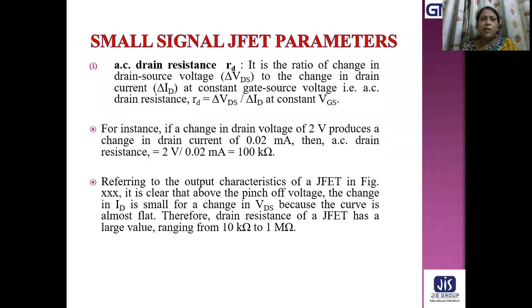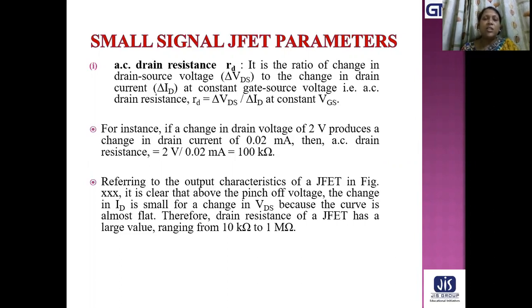So let us describe what are the small signal JFET parameters. Number 1, AC drain resistance, that is denoted by small rd. What is AC drain resistance? It is the ratio of change in drain to source voltage to the change in drain current at constant gate voltage. That is AC drain resistance rd equals del VDS by del ID.